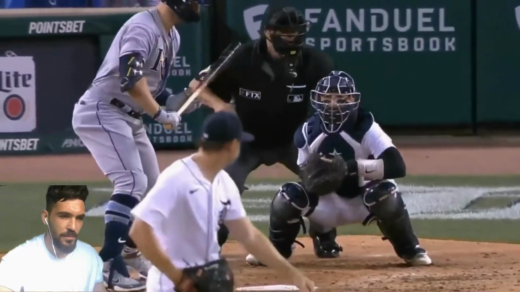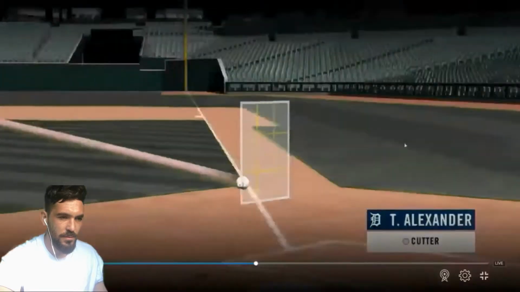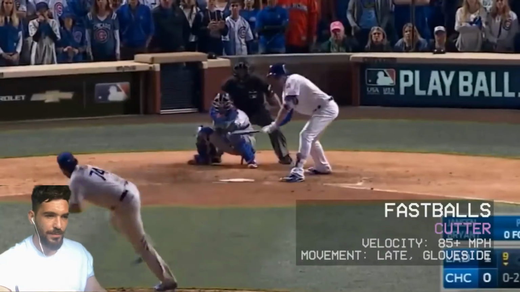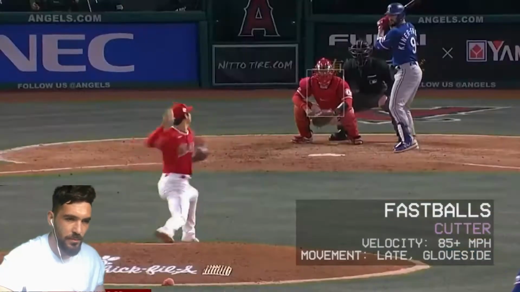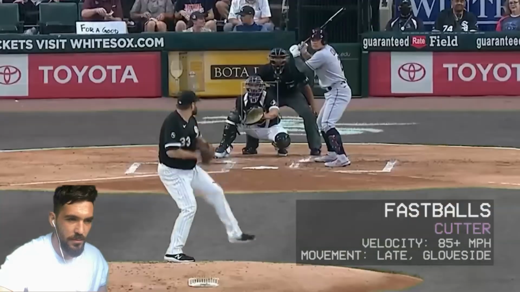Looks like a slider, actually. Just a crisp, hard slider, a little break to it. Cutter, they're calling it. The good news is that pitchers who throw a good cutter at the major league level tend to use this pitch quite a bit. So knowing that a pitcher throws a cutter is your first step in identifying what that pitcher's cutter looks like.